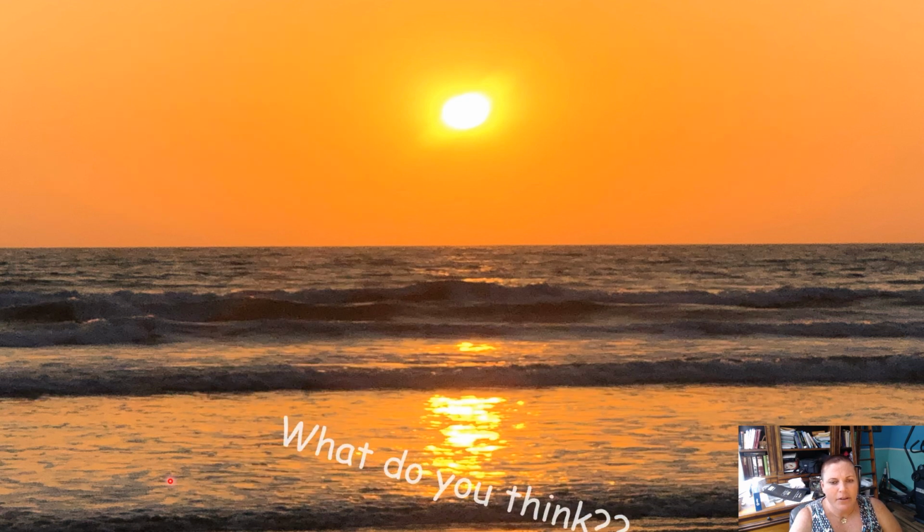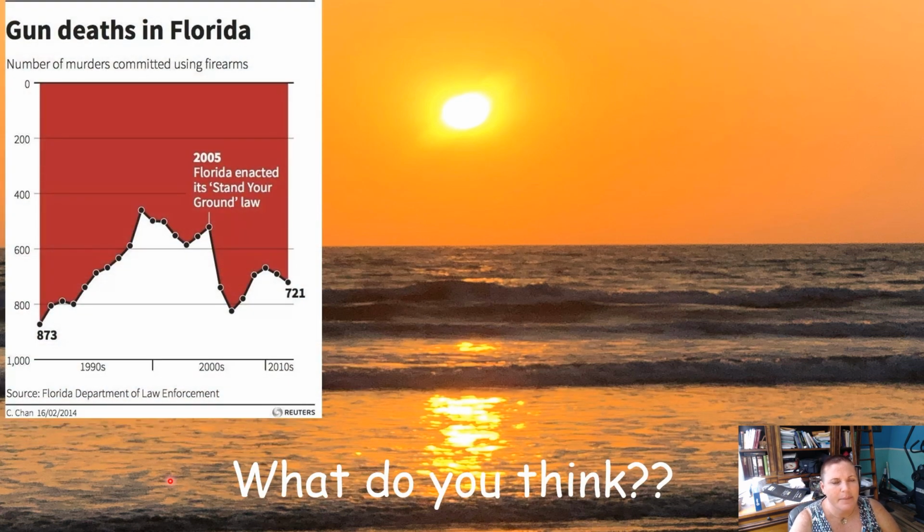All right, now let's look at these. I looked up the worst graphs in 2017, and here we go. Take a look at this one. It's about when Florida enacted its Stand Your Ground law, and they're measuring the number of murders committed using firearms.